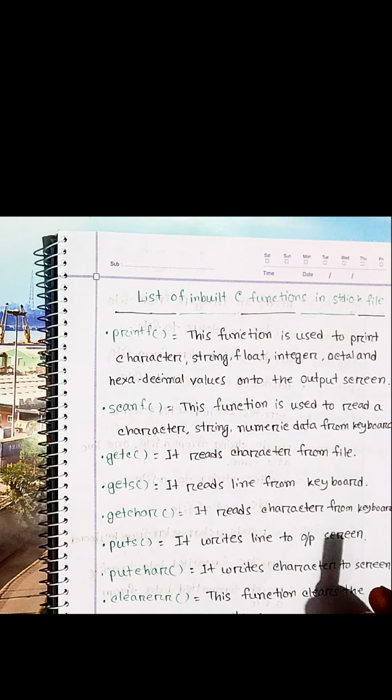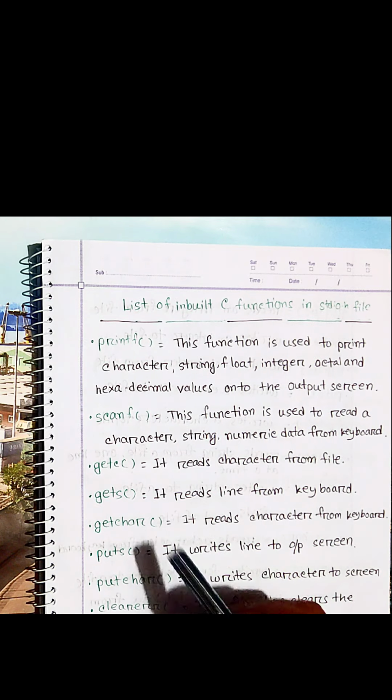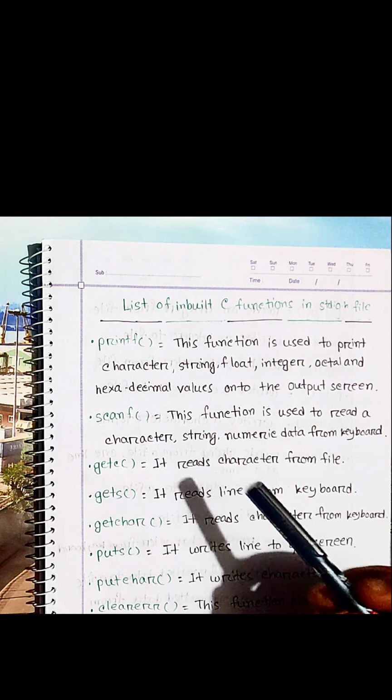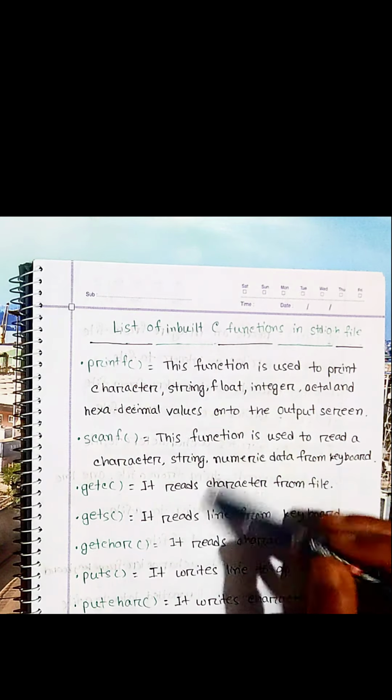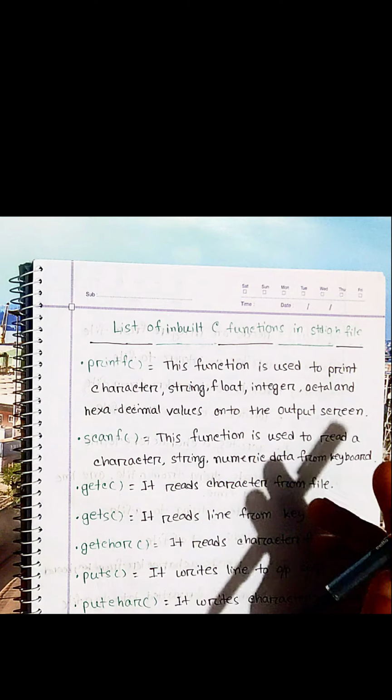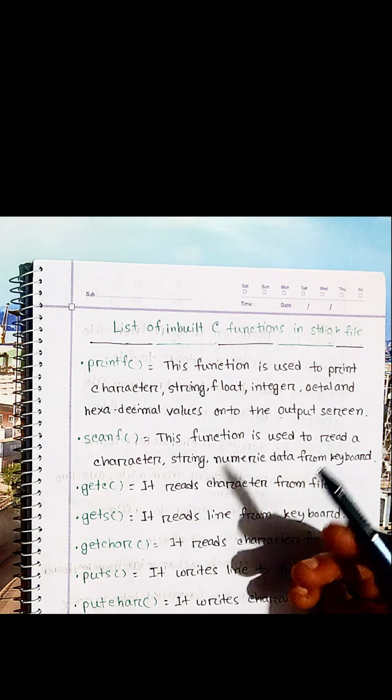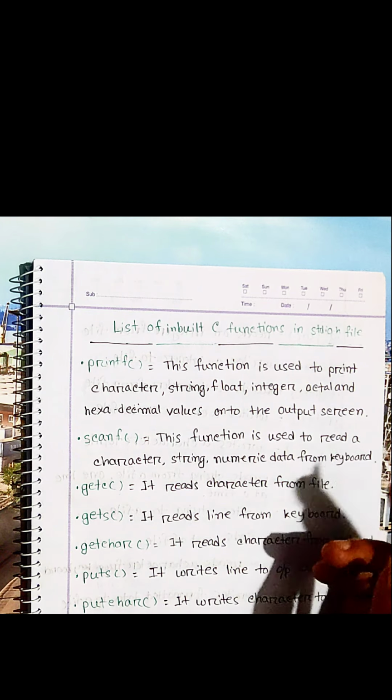Okay, let's move on to our next chapter. We almost completed our basics of the C program. Okay, we already did the stdio.h header file and the conio.h header file. We will see that in the next video.